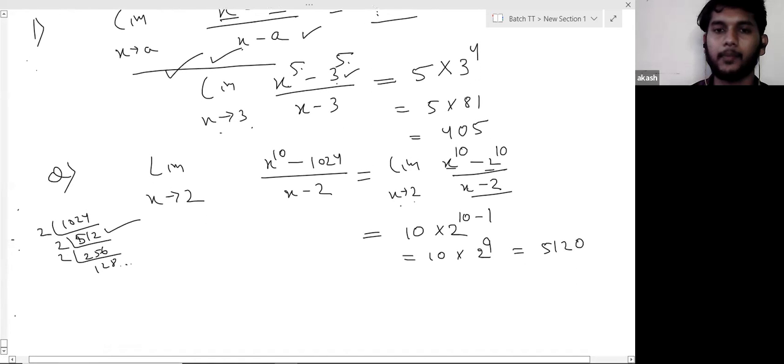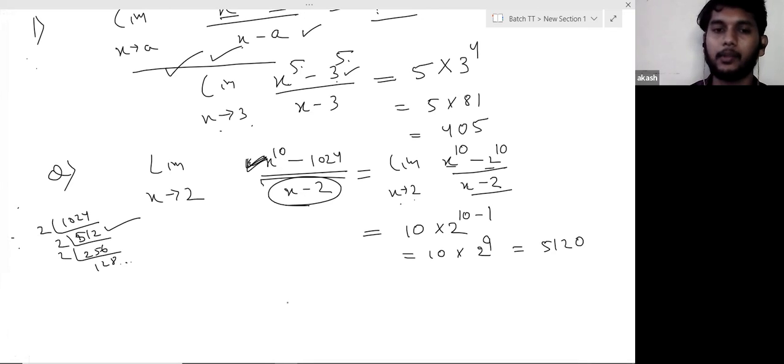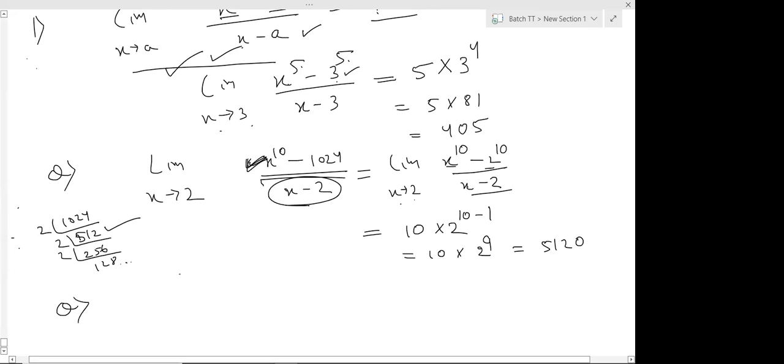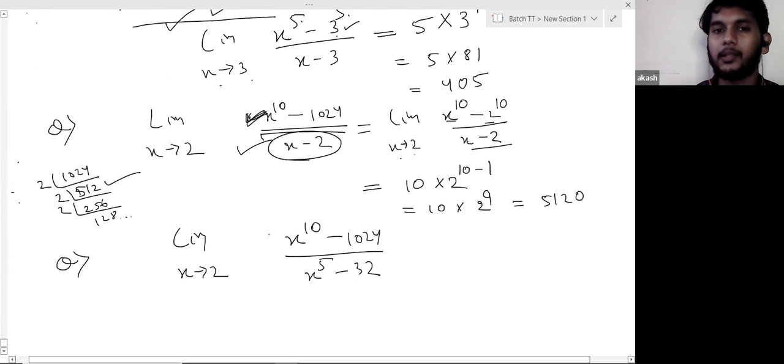All right. Next question on this. Whenever you see this type of thing, divide by the same number. Sometimes questions like those come. Let me give an example. Limit x tending to 2, x raised to the power 10 minus 1024 upon x raised to the power 5 minus 32. This question is almost the same, but instead of x minus 2 in the denominator, we have x to the power 5 minus 32.